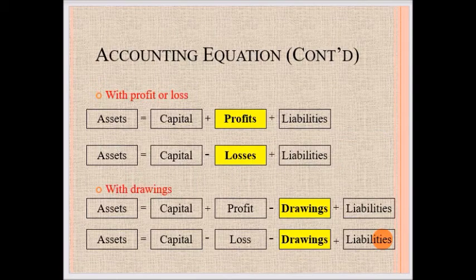So when you expand more, when the accounting equation has a profit or loss, you can see that when it's a profit it's a plus, when it's a loss it's negative. When there's a drawing, you always minus the drawing because it reduces the asset of the business.